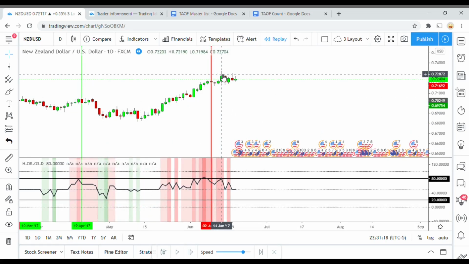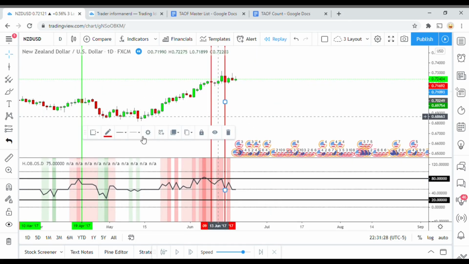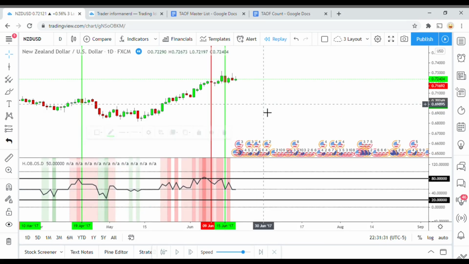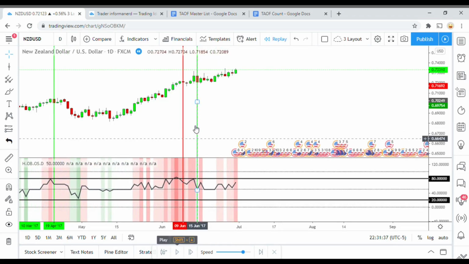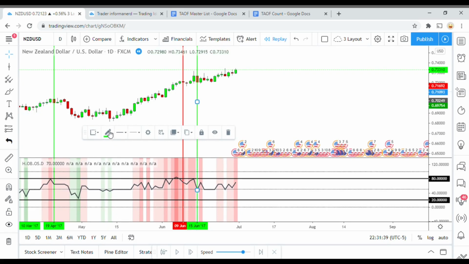We would have hit it here and got stopped out, but on the close of this one, we would have been touching the upper line again. So the next red candle would have been this one right here. Let's go ahead and play that one out and see what happens. And once again, we get stopped out.